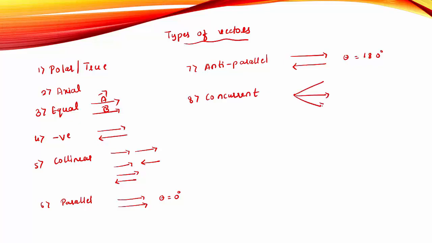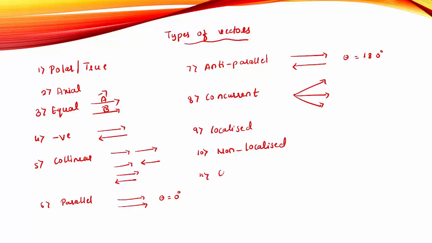With the same initial point, we can take any number of vectors that are concurrent. The next one, localized vector or fixed vector. Localized means a vector whose initial point is fixed here. The initial point is not changing its position. Then we can say that it is localized. Non-localized means exactly opposite to localized. Its initial point is not fixed, so non-localized.